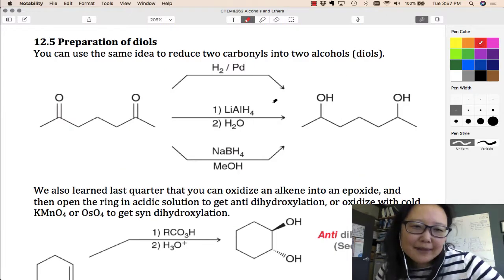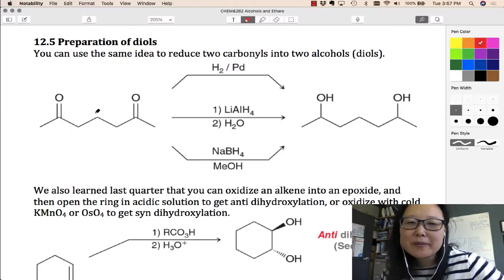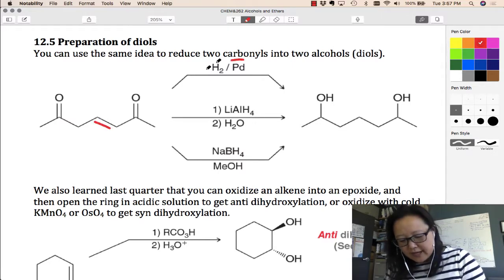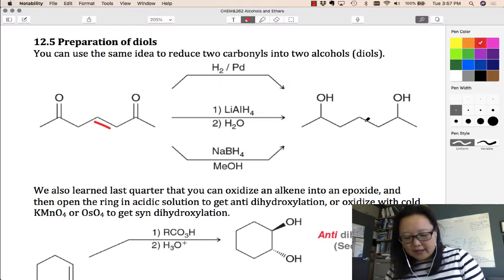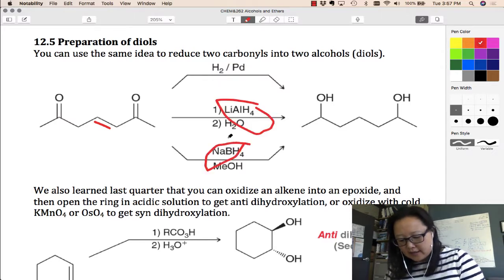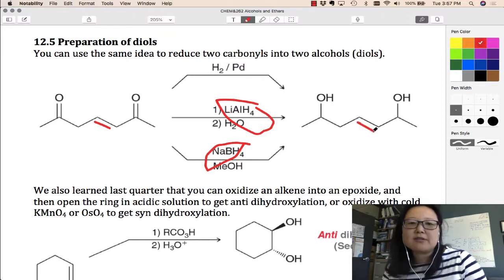All right, along the same lines, we can apply this to multiple carbonyls to get multiple OH groups. So for diols, you just need two carbonyls and reduce that. Again, which one of these reagents do you need to be careful of if you have a double bond here? I think you remember H2/Pd, it can reduce double bonds. So if I had a double bond here, then this first reagent is going to reduce it, so I'd have no double bond here. But if I use these guys here, then they will not be able to reduce that double bond, so I'll still see the double bond in that case.